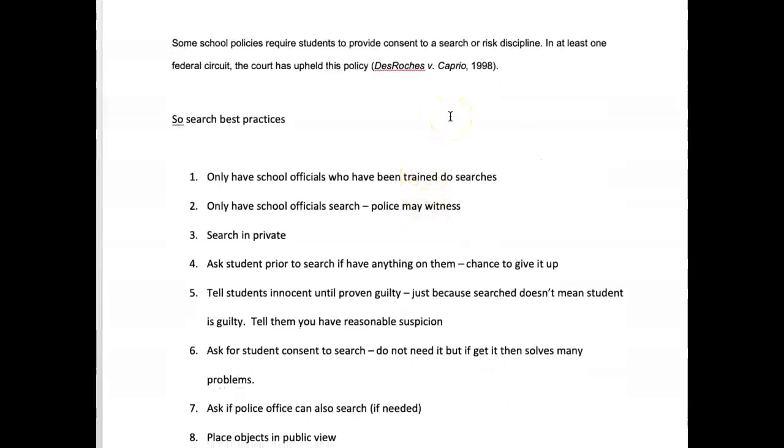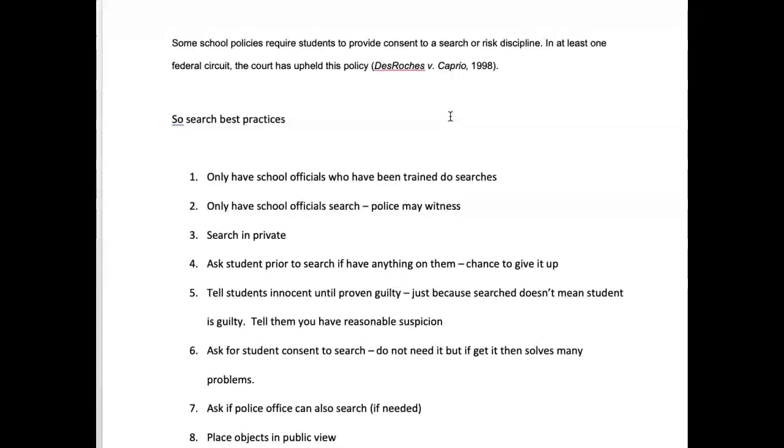Some school policies require students to provide consent. There are a couple cases that say that you need this. You really don't need this. And especially the reason why is many of the school board policies have in there that you can search lockers and book bags and cars on campus. So it tells the students up front that they don't have a rock solid constitutional right against search and seizure. So you really don't need to have prior consent to search.